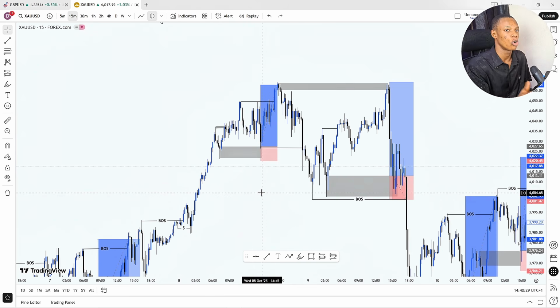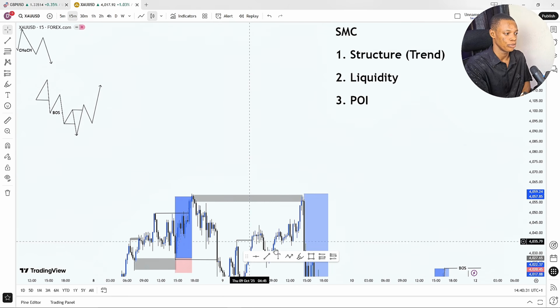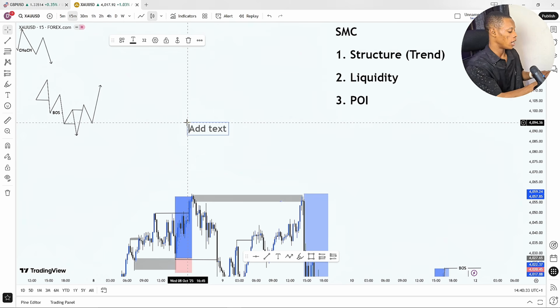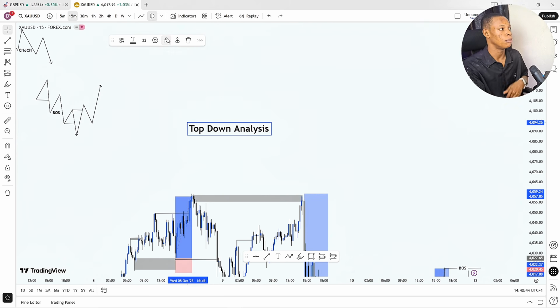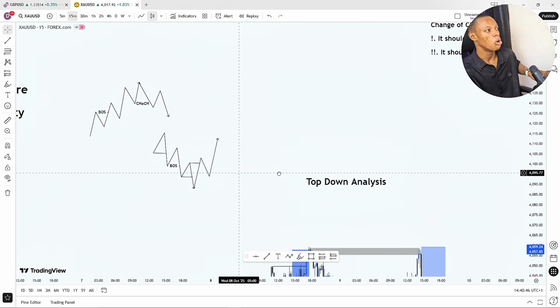So I do top-down analysis. Right? With this strategy, I do my top-down analysis. Now, many of you are going to ask, what's top-down analysis? Top-down analysis is you analyzing from different time frames. Right? Starting from maybe a higher time frame to a lower time frame, or a lower time frame to a higher time frame.